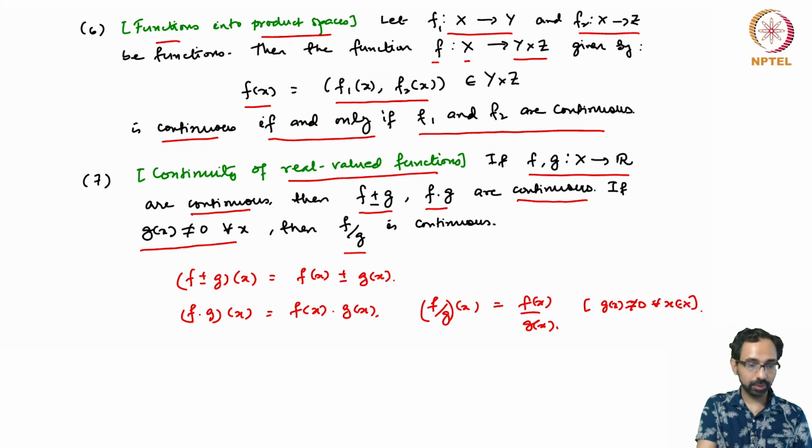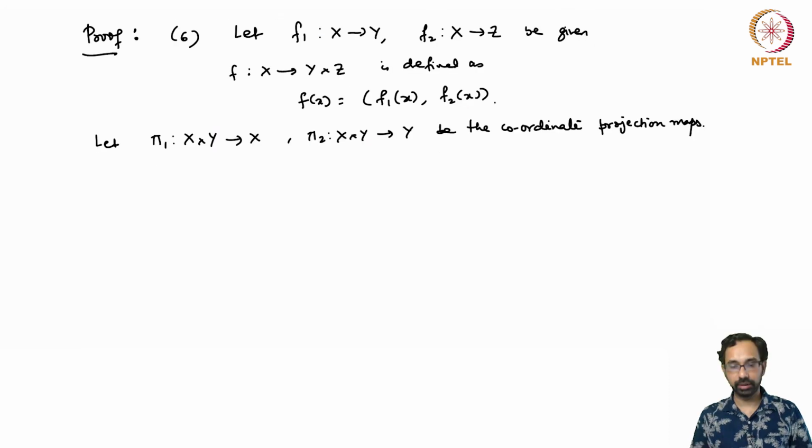So let us see a proof of these two properties. So let us see a proof of the sixth property. Here f1 and f2 are given functions, and f from X to the Cartesian product is formed using these two functions f1 and f2 like this.